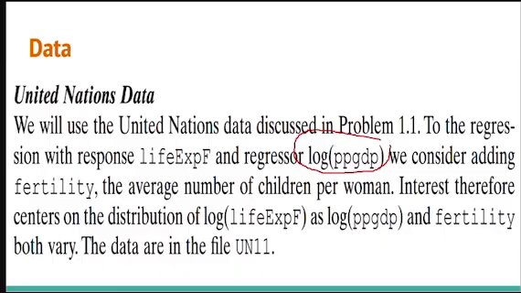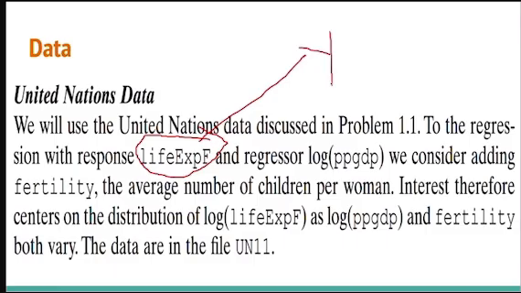Now, this is what we want to talk about. This is the response, life expectancy. Of course, every country wants to improve life expectancy. And we have some factors that have a connection to life expectancy, like the per capita GDP and the fertility. Now, fertility here means the average number of children per woman.